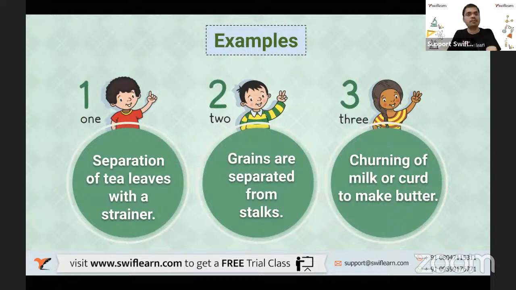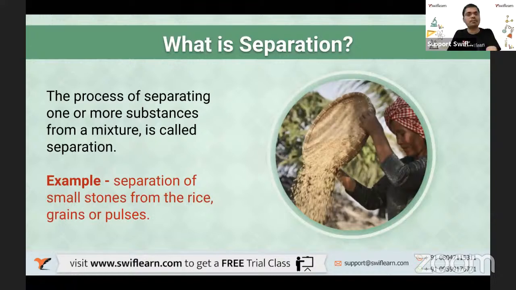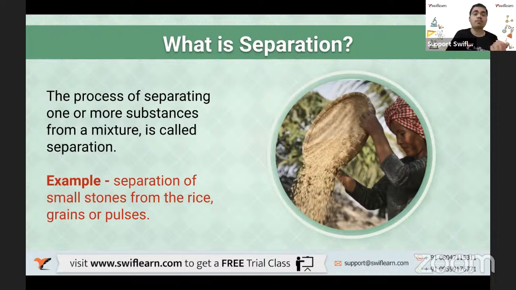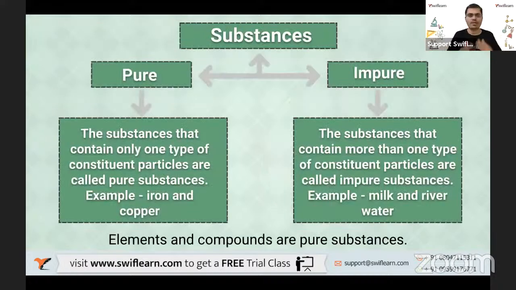The process of separating one or more substances is called separation. So what's the definition? As I mentioned in the example, as you can see here, this lady is separating all the useless materials from the rice paddies. Very good. Separation of small stones from grains or pulses. So what is separation? It's the process of separating one or more substances from a mixture. Right. So for separation to happen, you should have a mixture. The mixture should comprise many grains, multiple grains, right? And then you separate it like that. Hope everyone is enjoying, everyone is able to understand.